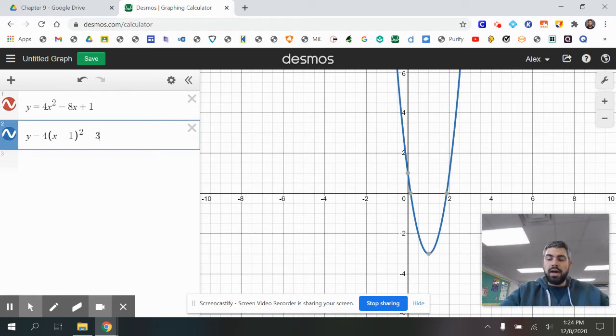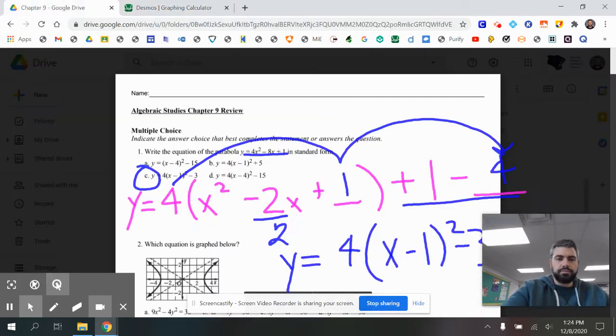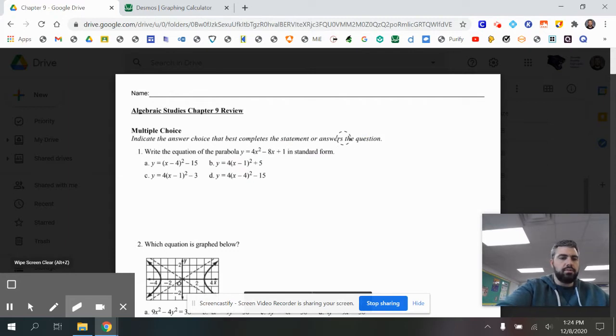If you didn't know how to put it in standard form, but you wanted to try A, B, C, and D, graphing those, you'd see that they're going to be equal as well, okay? All right. Okay, let's go to the next one.